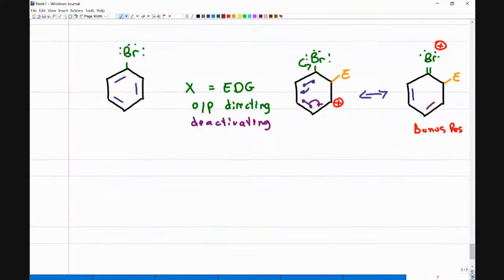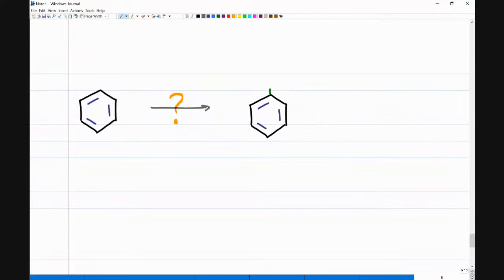Okay, so let's say I give you a molecule that looks like this. We have just benzene, and you are told somehow, some way, to come up with a reaction that will give you a product that has your benzene ring with, what do we want to put on it? We want to put this group right here, and then this group right here. So we want to put two substituents on the ring.